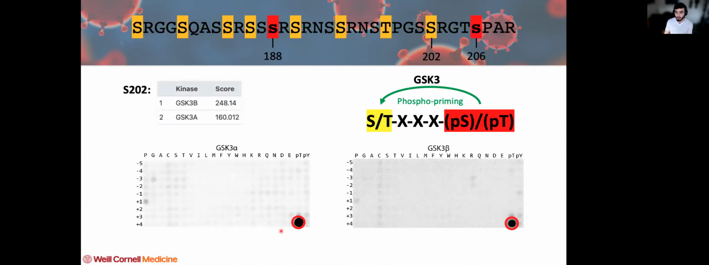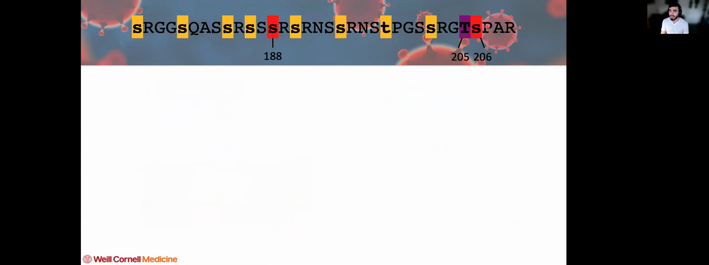As you can see here also by the matrices, GSK3 will phosphorylate only serine or threonines that have an already phosphorylated serine or threonine 4 positions to the right. So what happens is that once the serine 188 and 206 get phosphorylated by SRPK, GSK3 alpha or beta will carry out the phosphorylation of this chain every 4 amino acids apart. And the last but not least site is the serine 205.